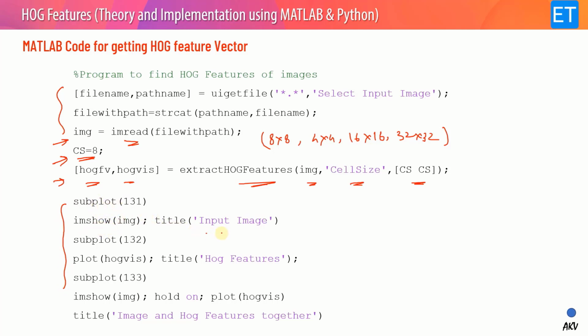Here I am plotting all these images and feature vectors. First I am plotting my input image by imshow, then I am plotting the HOG features, I mean plotting the HOG visualization, this hogVis variable, and then I'm showing this image with HOG features by holding on. So here only the input image is shown, here only the HOG features are shown, and here both image and HOG features are shown simultaneously. Let me run this program and show you its performance. Let me jump to MATLAB.